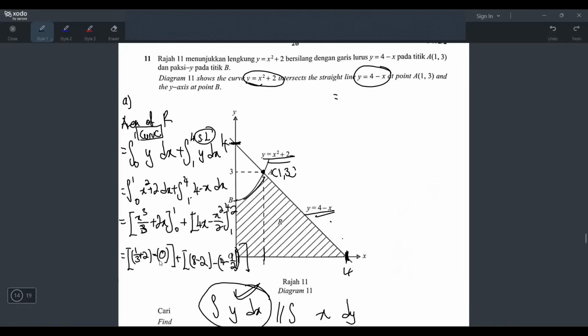What is 1 over 3 plus 2 minus 0? You can use a calculator. You get 7 over 3. Okay. It means this area is 7 over 3. The one I'm shading now, this is the 7 over 3, right? But don't forget to add the triangle.